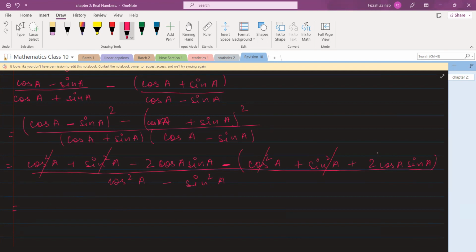And this one will also become minus when you open the bracket, I mean this term. So minus and again minus. So 2 cos sine A and 2 cos sine A will become 4 cos A sine A. Is that okay? But with a minus sign, both are minus.